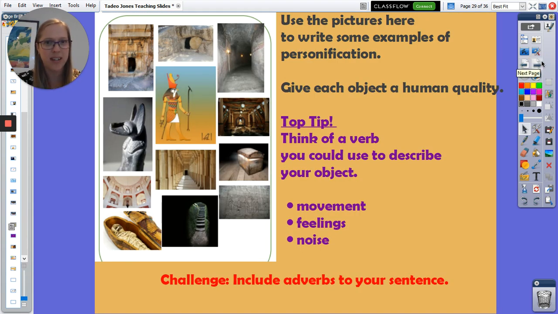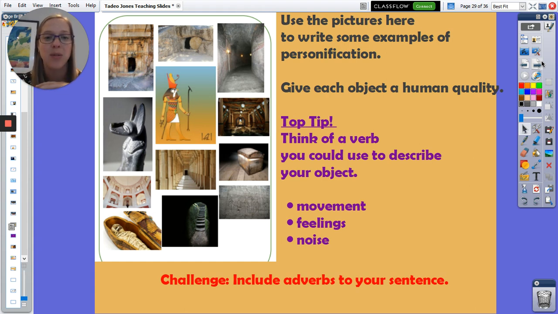So here's your task for today. You have got this set of pictures, which should be familiar to you because you looked at them last week. You are going to use the pictures here to try and write some examples of personification. You have to give each object a human quality. Top tip: think of a verb that you could use to describe your object. That was step one, wasn't it? You could describe the movement or the feelings or the noise and then put it into a sentence with your noun, with your object. Challenge: try to include some adverbs into some of your sentences if you think you're up to it.